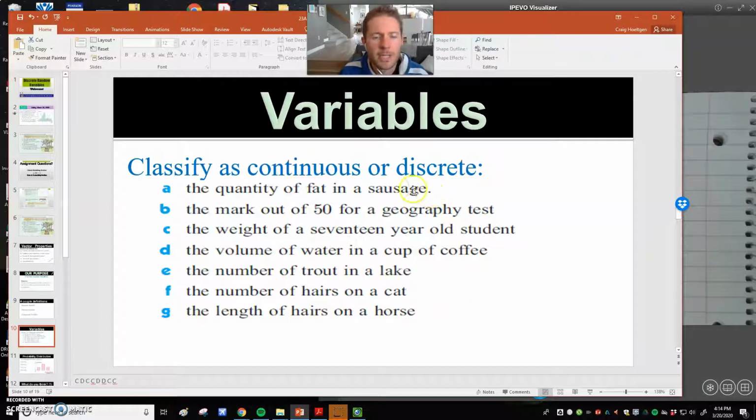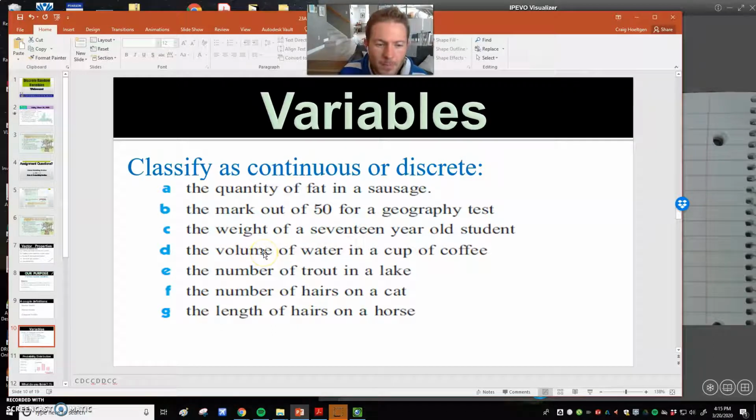Okay, hopefully you had a chance to give that a shot. The quantity of fat in a sausage, that's definitely continuous. That's a measurement. The mark out of 50 for a geography test, that's definitely discrete. That's going to be a number. The weight of a 17-year-old student, again, it's a measurement, so that has to be continuous. The volume of water in a cup, also continuous.